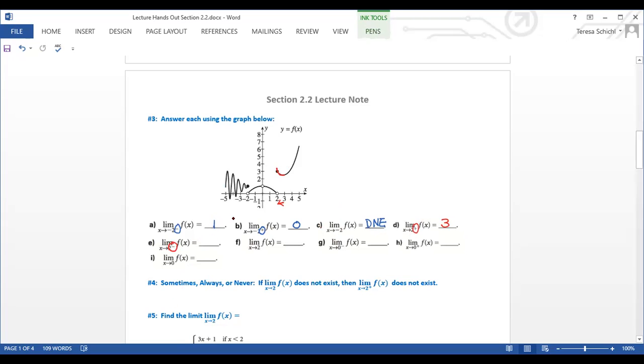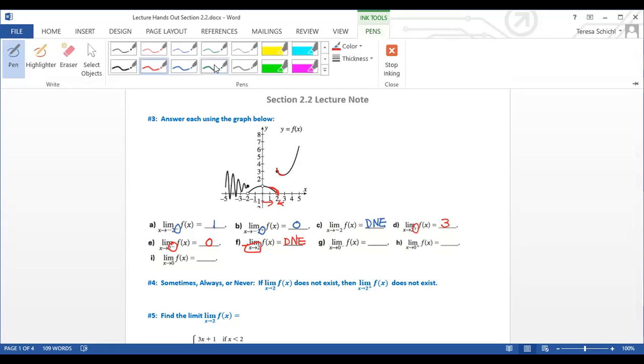Now if I approach from the left-hand side, I'm approaching to here, and my function value goes down this way. What is it approaching? It's approaching 0 here. Because the left-hand side limit is not equal to the right-hand side limit, what can I say about x approaching 2? It does not exist. You get that? Okay.